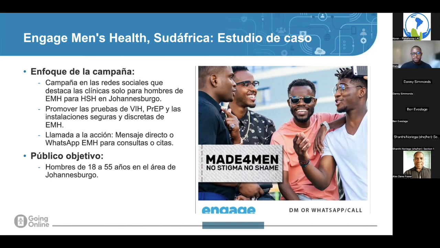The main call to action for the campaign was to have people see the adverts and inquire directly with Engage Men's Health, either to inquire on the services offered, the operational times, or to make a booking to access some services. Our target audience was men aged between 18 and 35 in the Johannesburg area, and we followed that 3-step format to creating the overall campaign plan and organizing the campaign within Ads Manager. Next slide, please.